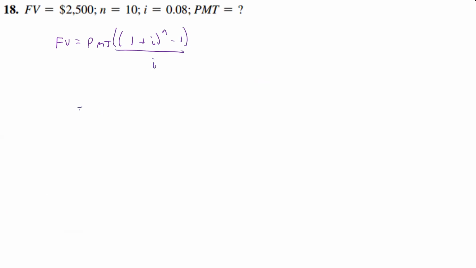Okay, so in our case, payment was what we're looking for. So future value is 2,500 equals PMT times, and we have 1 plus 0.08, and it's to the N's 10, and then minus 1, and that's all over 0.08. So now, basically, we're just going to multiply by this reciprocal over here. So payment is going to equal.